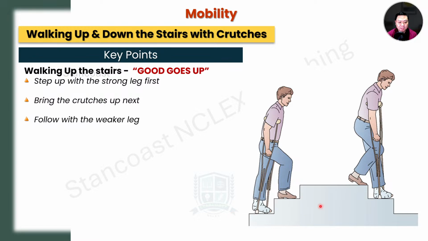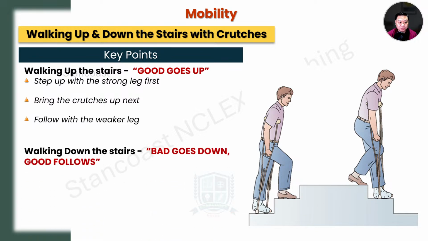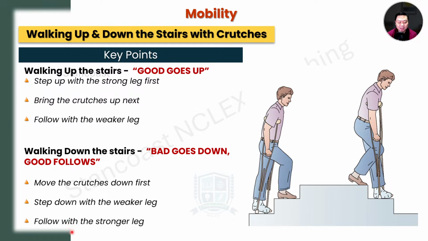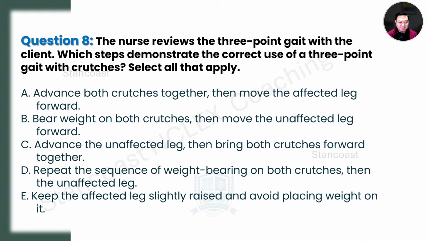Okay, now when they're going downstairs, you can remember bad goes down, good follows. So what should happen here is to move the crutches down first, together with the bad leg, and then followed by the stronger leg. So when they're going down, there should be better support, stability. Okay. Now let's have our next question, number 8.